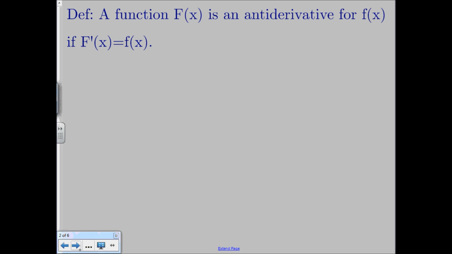As a definition, we say a function capital F of x is an antiderivative for little f of x if the derivative of capital F of x is equal to little f of x. That means if we take the derivative of some function, we get back another function. Something to consider is the fact that antiderivatives are not unique.